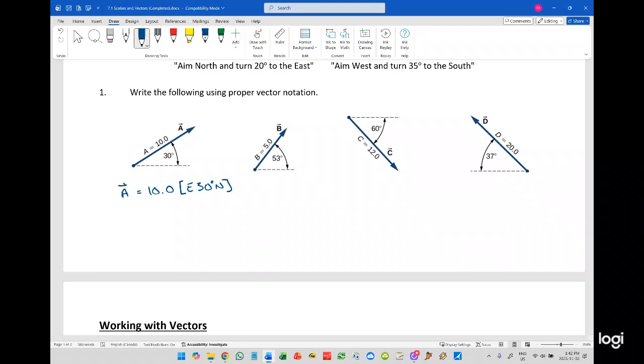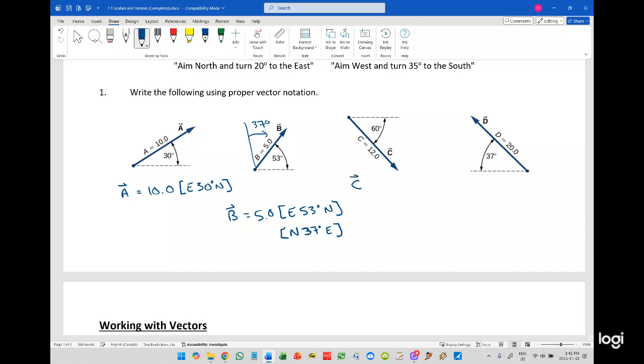For vector B, I'm going to go down a little bit because I have a feeling they'll run into each other if I don't. This one has a magnitude of 5.0, and its direction, the way that it's drawn, would be east 53 degrees to the north. Or if you wanted to write it, you could put it as north and then 37 degrees to the east. So basically this part here would be 37 degrees, again, because the two angles have to add up to 90.